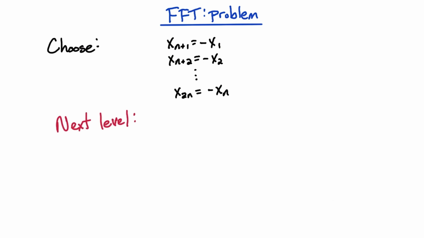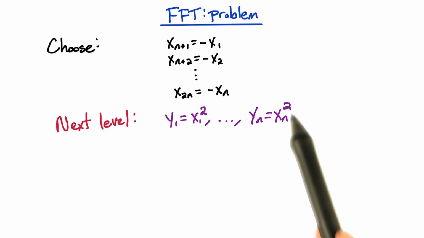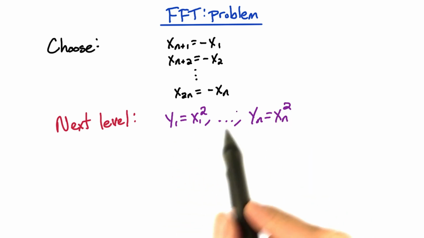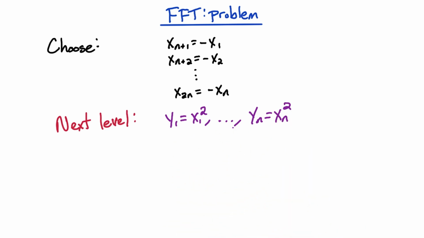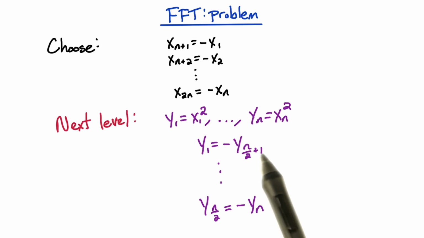What happens in the next level of the recursion? Then the points we're considering are the squares of these two endpoints. So these are the endpoints, which are x1 squared up to xn squared. And we want these endpoints to also satisfy the plus-minus property. Let's assume that n is a power of 2. Then we need that y1 is the opposite of y n over 2 plus 1, and up to y n over 2 is the opposite of yn.